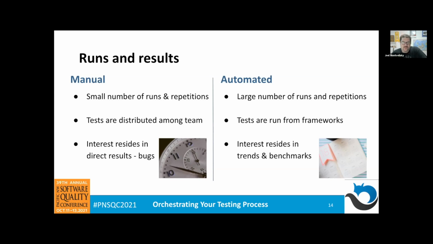Whereas in manual tests, the interest resides in the bugs, the direct results that we're finding. I already said that for automation, it's usually around benchmarking. Even if you run 500 test cases, and you know that 2 or 3 are failing, but they're failing over time, you don't really care. It's a stable build. Whereas for manual tests, you go one by one and try to understand what's actually not good.